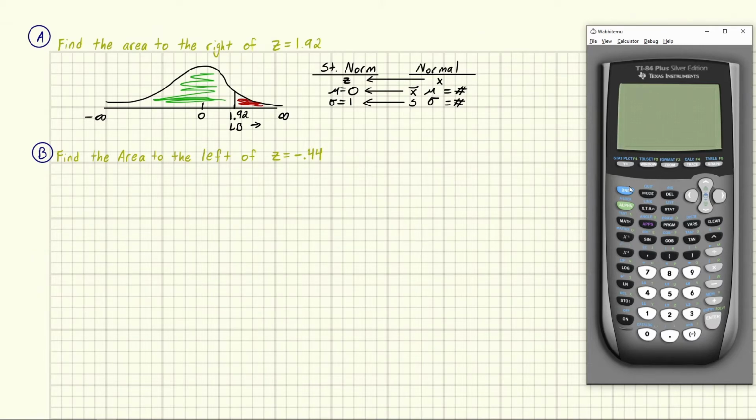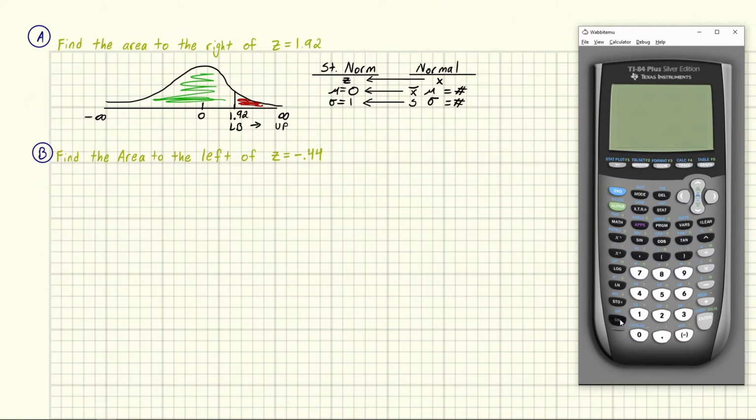So in the calculator, it's going to want the lower boundary and the upper boundary. Well, the upper boundary is infinite. And we're going to talk about how to put that into the calculator, because infinite is sort of a problem. So let's go ahead and grab our calculator here, and we're going to just boot it up.